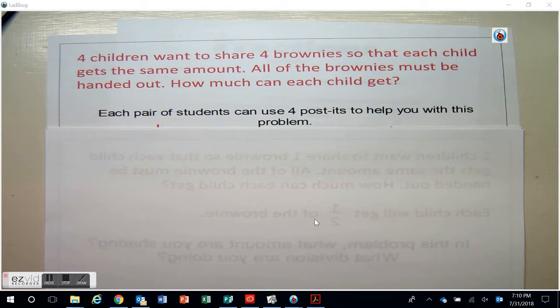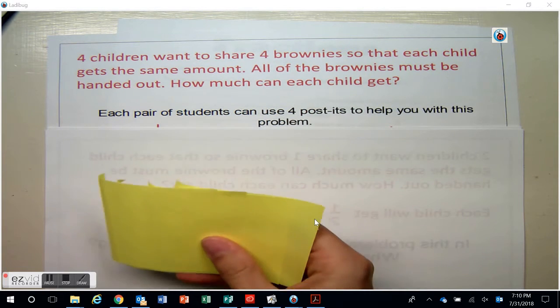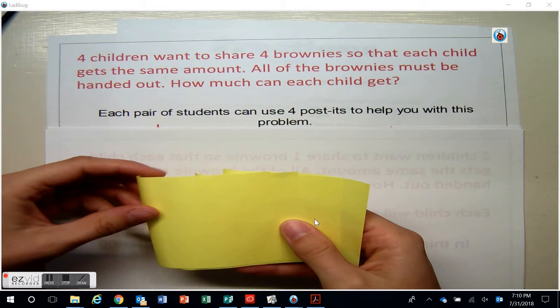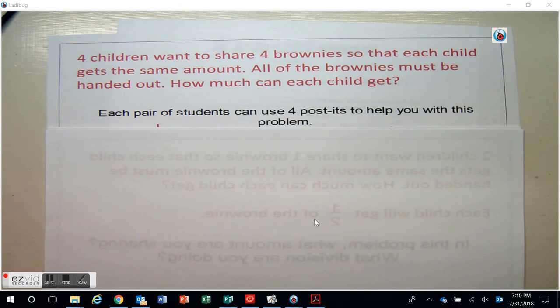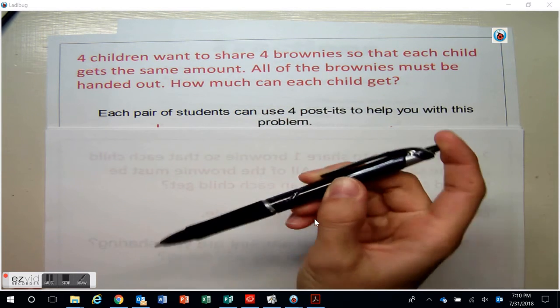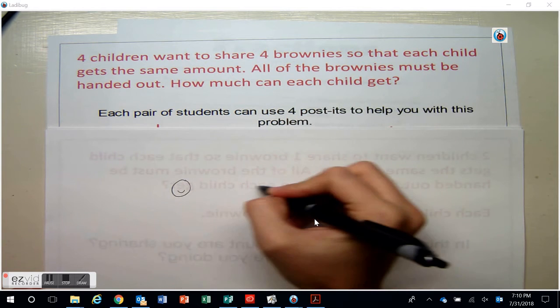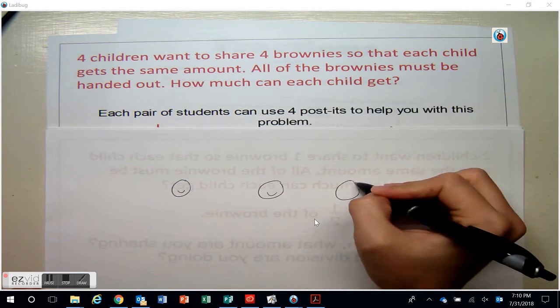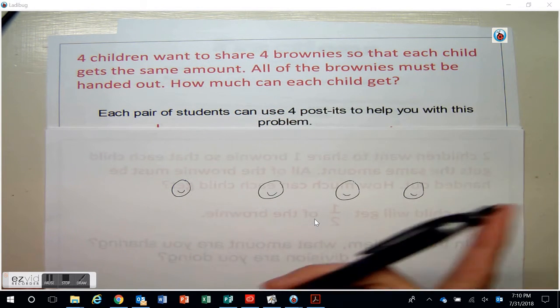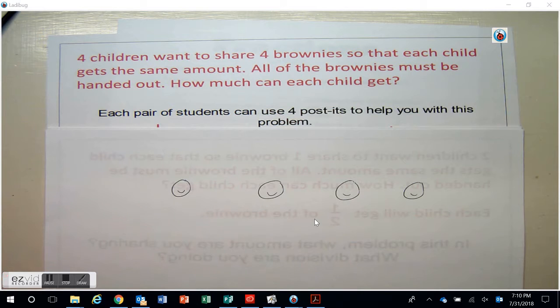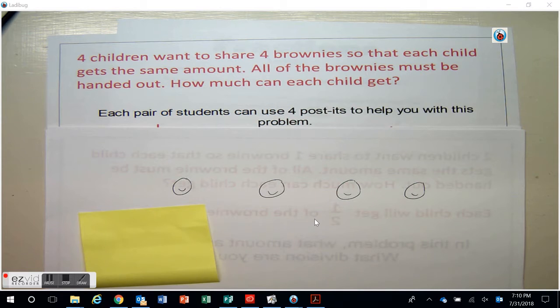So if I were you, I would grab 4 Post-its and imagine that they are brownies. You could even draw your 4 children. We'll pass out the brownies so that they each get the same amount.